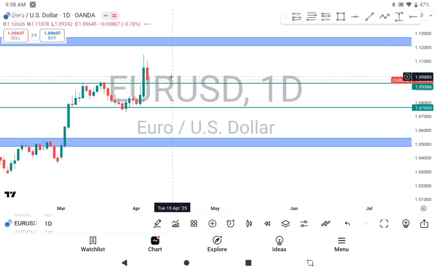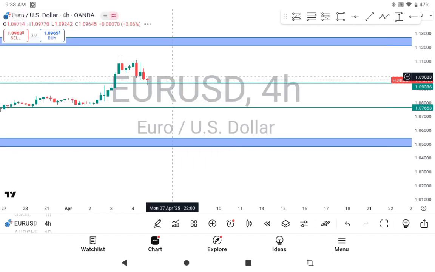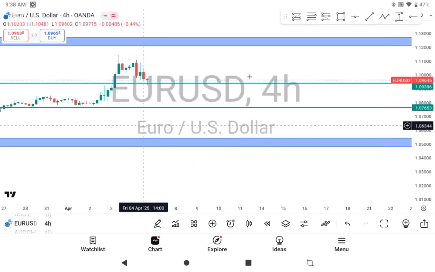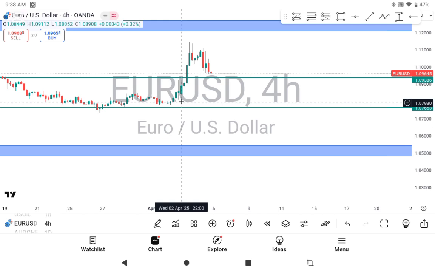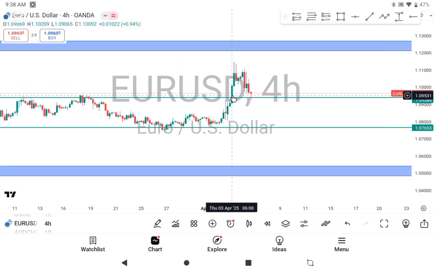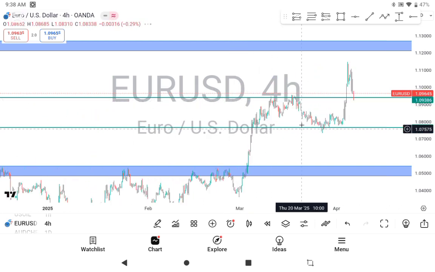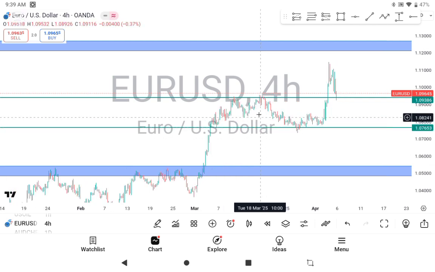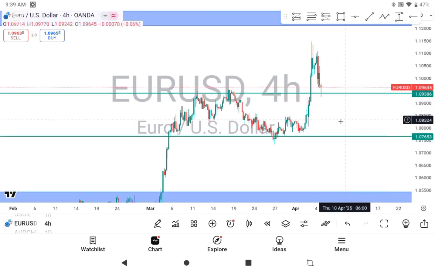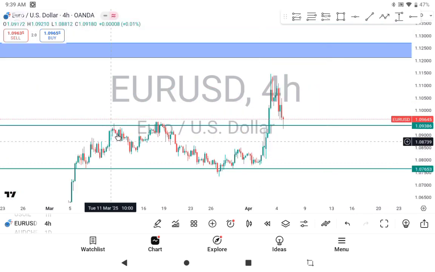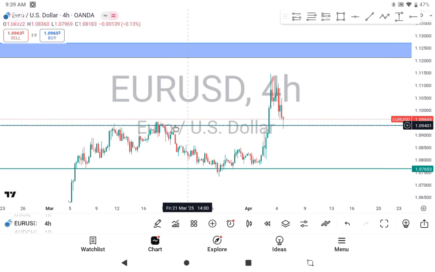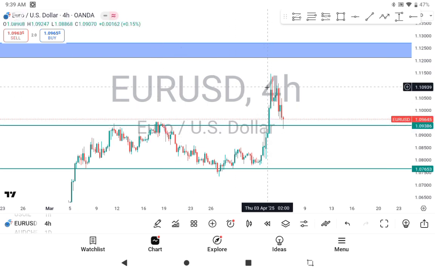So now let's go back to the 4 hour time frame. This is where the 4 hour time frame comes in. On the daily time frame, we have seen a daily candle break and close above this resistance level. This is a level of resistance right here, and price has broken and closed above it.